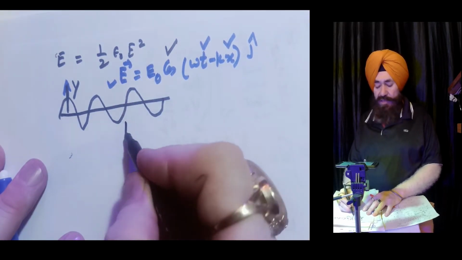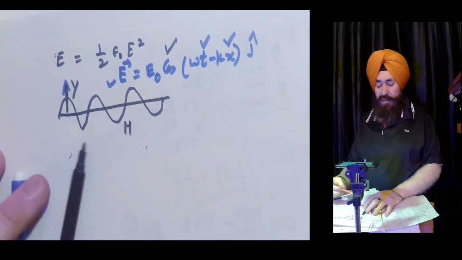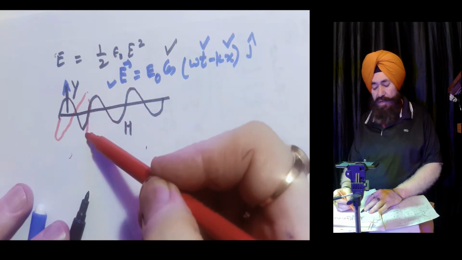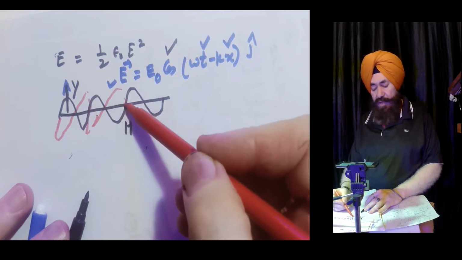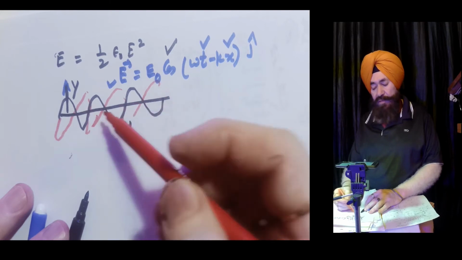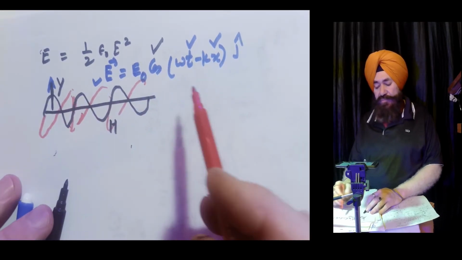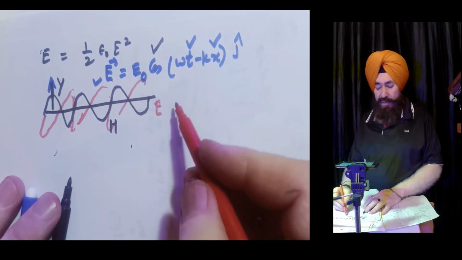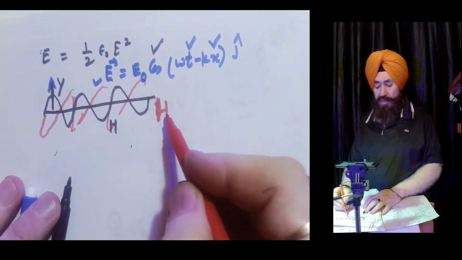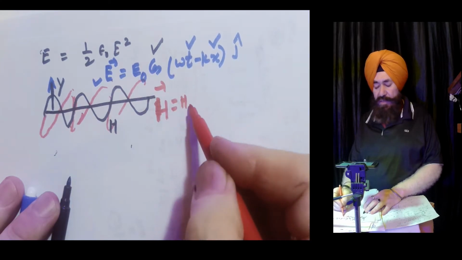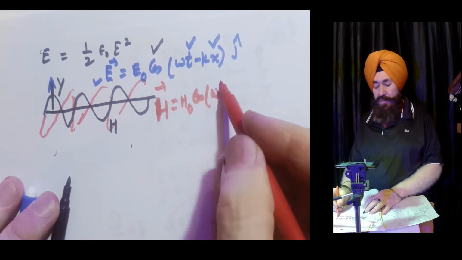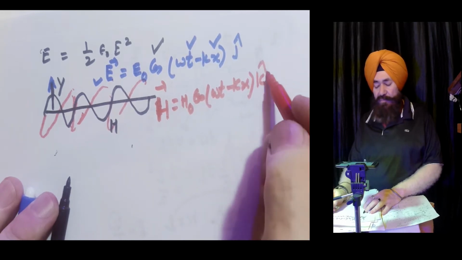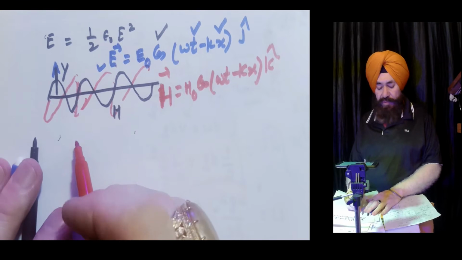Similarly, I may write H, meaning the magnetic field. It will be along the z direction. It is also varying in the same way, but along the z direction. So I write here the E vector, now the H vector. H vector is H naught cos omega t minus kx and k cap. K cap means the z direction.